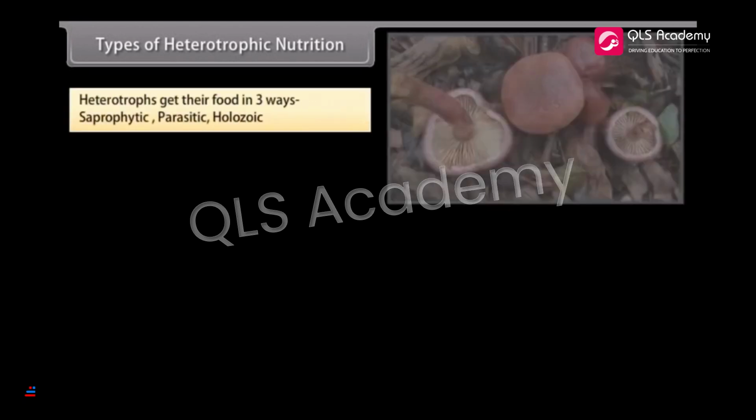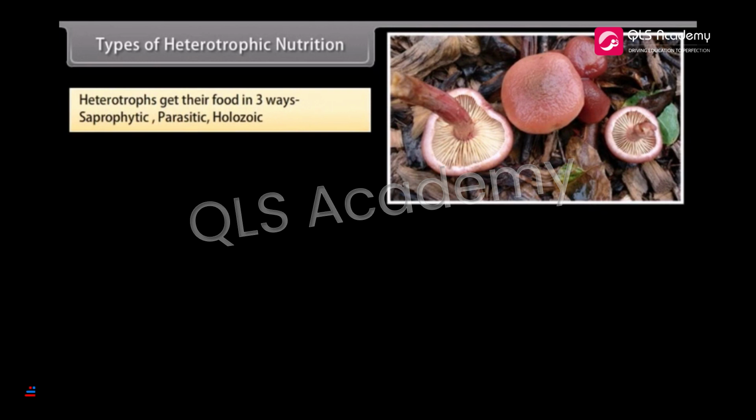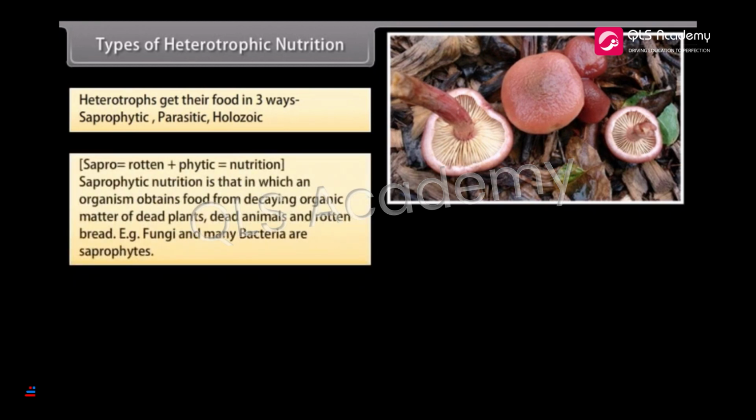Types of heterotrophic nutrition. Heterotrophs get their food in three ways: saprophytic, parasitic, holozoic. Sapro means rotten and phytic means nutrition. Saprophytic nutrition is that in which an organism obtains food from decaying organic matter of dead plants, dead animals, and rotten bread. That is, fungi and many bacteria are saprophytes.